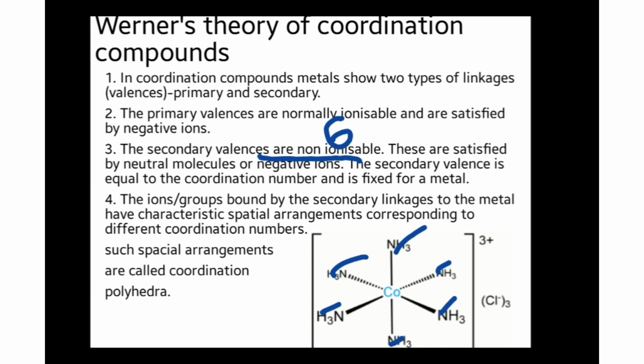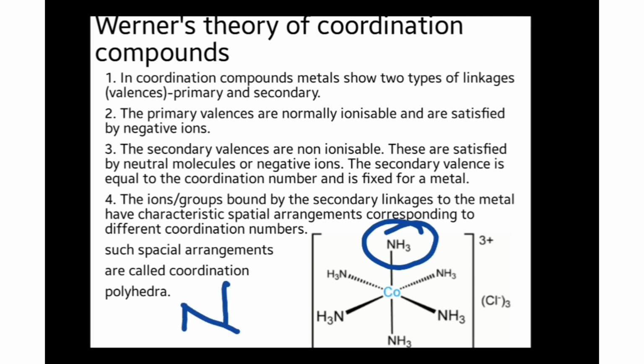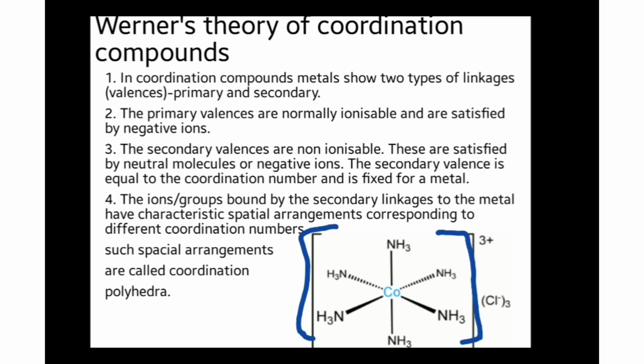So this secondary valence is satisfied by neutral molecules or negative ions. These neutral molecules or negative ions are nothing but the ligands. In this case, the ligands are neutral. NH3, as you all know, has a lone pair of electrons. So this lone pair of electrons is being donated to the cobalt metal. Okay, so the secondary valences are non-ionizable. So whatever is there inside this particular square bracket cannot be broken. So this is non-ionizable and is satisfied by neutral molecules or negative ions.